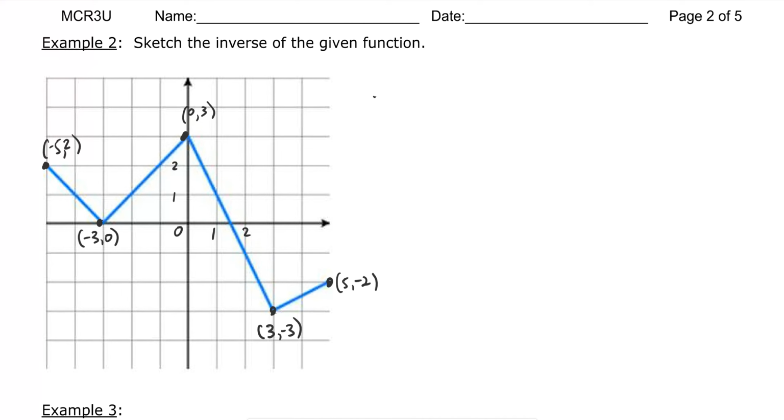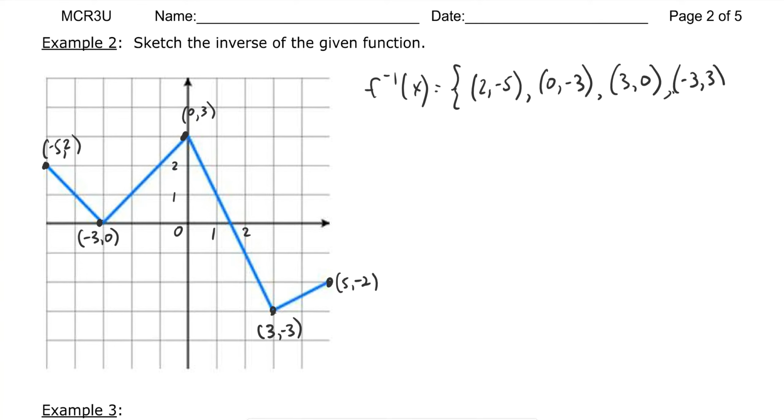Okay, so my inverse function points would be just taking every single one of these coordinates, going from left to right, and switching their x and y. So here I'm going to have (2, -5), (0, -3), (3, 0), (-3, 3), and then (-2, 5). Okay, I'm going to plot those points on my grid, and we'll get the inverse afterwards.